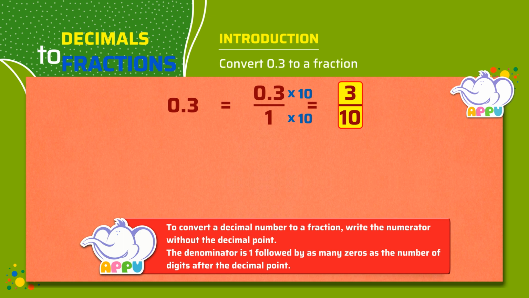Let's see an easier way to convert the decimal number 0.3 to a fraction. The numerator is 3. We have one digit after the decimal point. For the denominator, we write 1 and place 1 zero. So the answer is 3 by 10.